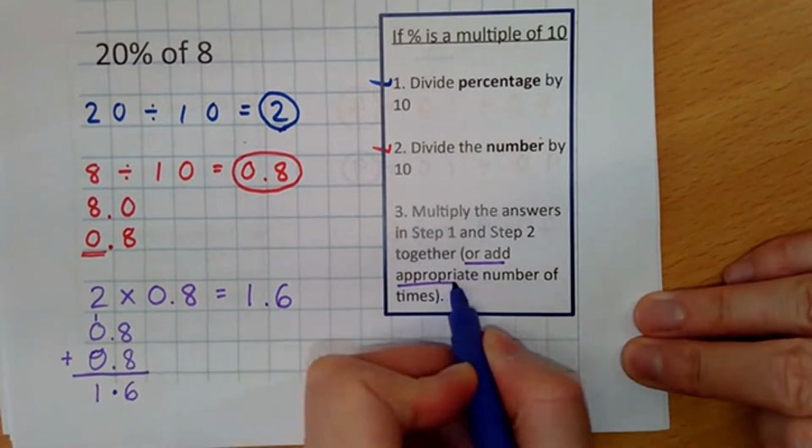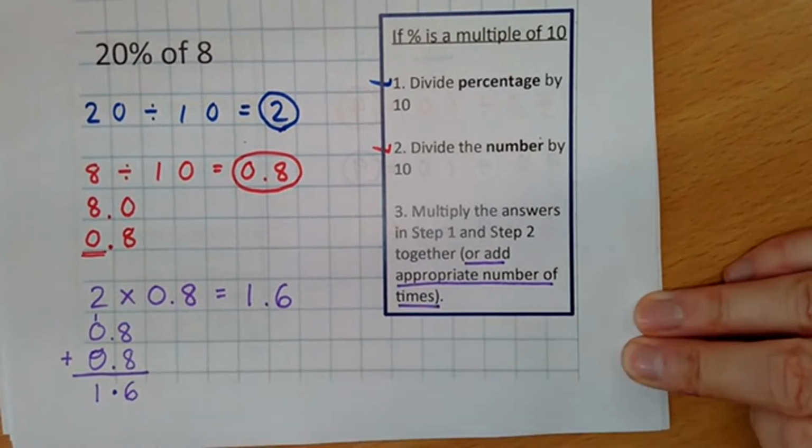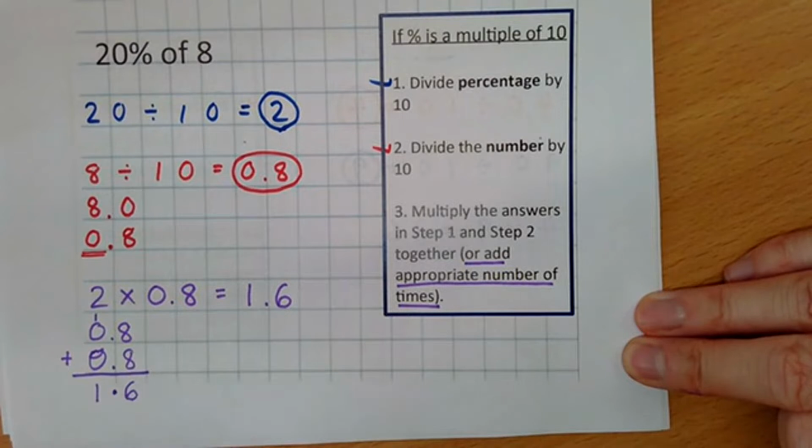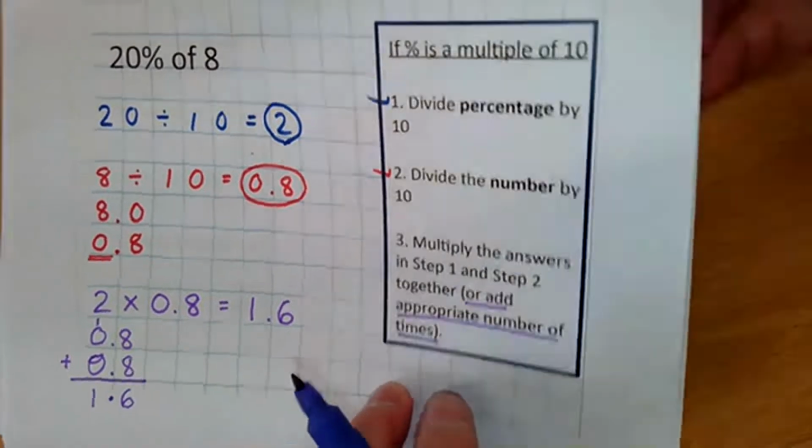I'm just going to mention here, instead of multiplying, if you've got whole numbers, then please multiply. If you have decimals, it's easier to add them, as I've done here. Okay?